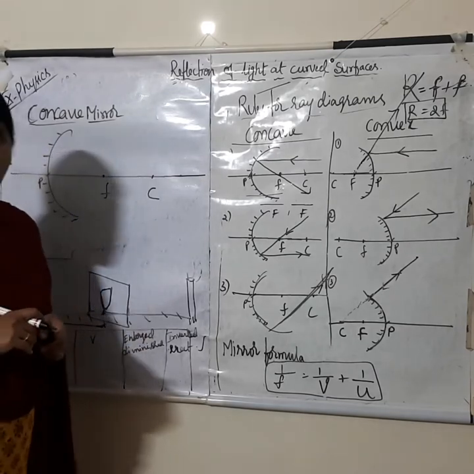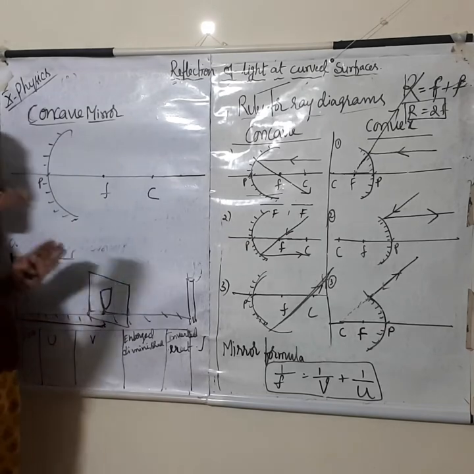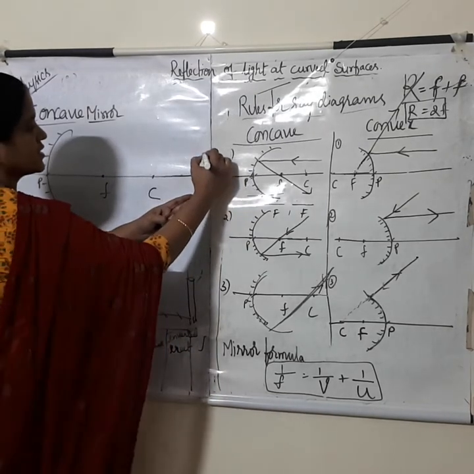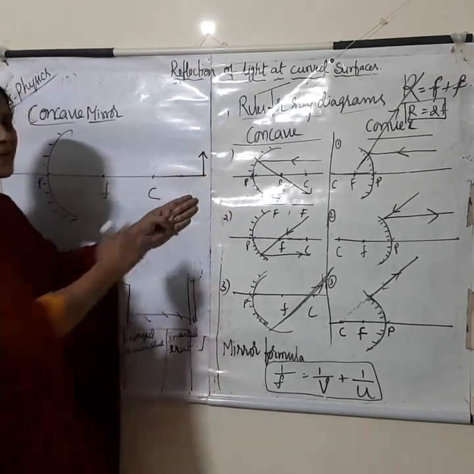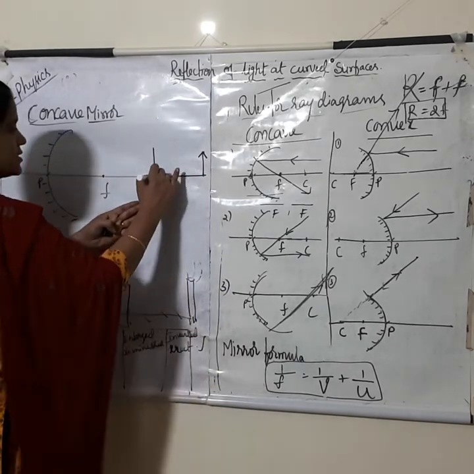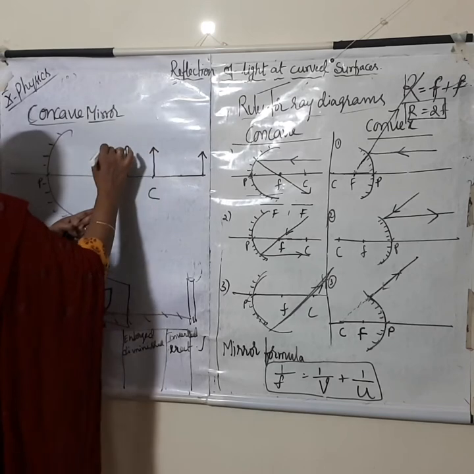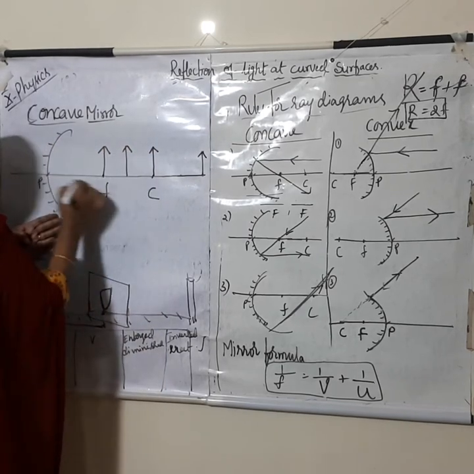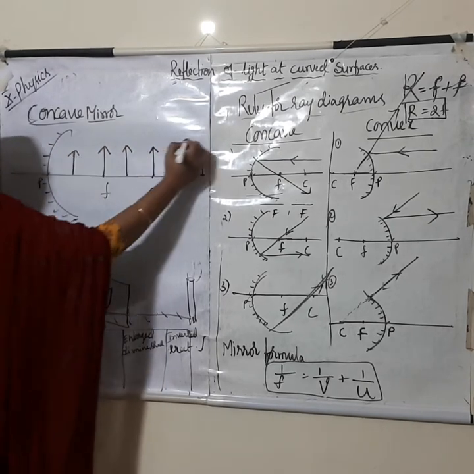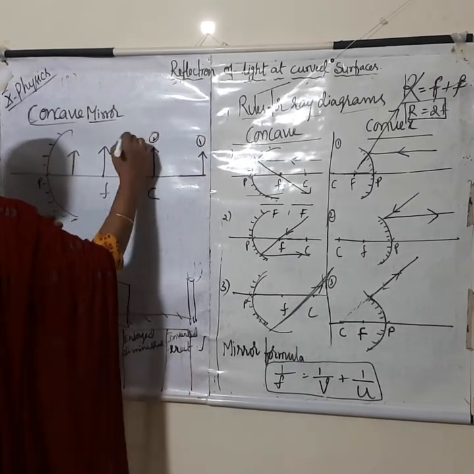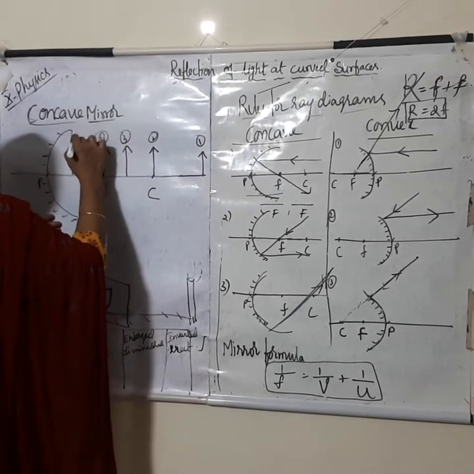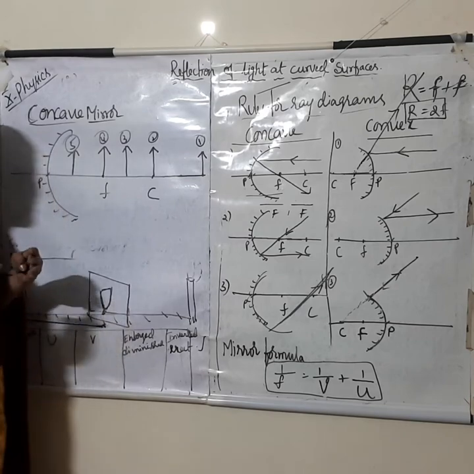This is the concave mirror. Here, when you place an object beyond C, at C, in between F and C, at F, and in between P and F, we have the five situations. And in all these situations, how are the reflected rays meeting?